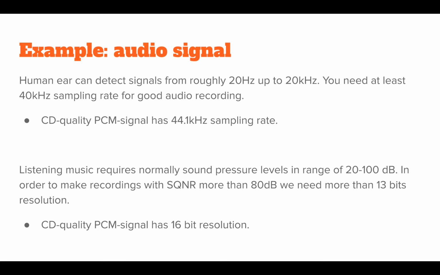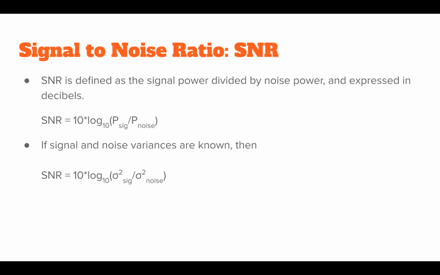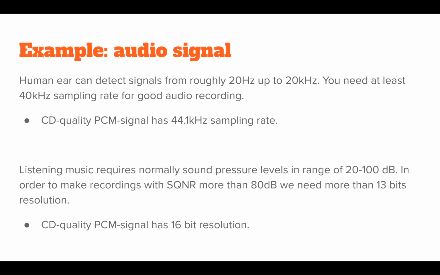So the CD quality signal should be good enough for a high quality audio signal, and you need only 16-bit resolution for that. Some recordings, the professional recordings, are made with 24-bit, but that's because of the dynamic range. It's easier to handle the dynamic range when you add bits. Then just a reminder of the signal to noise ratio: that is defined as the power of signal divided by the noise power, in decibels. And I think that is all I had to say.